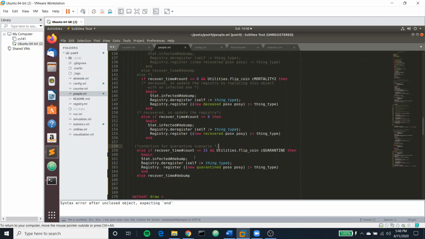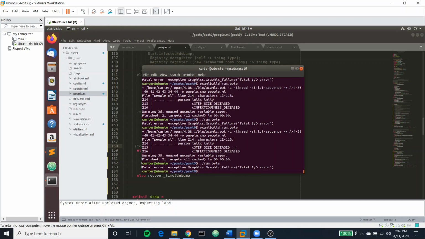So how this quarantining method works is at a certain point in someone's recovery time, so after they've contracted the virus, they have a 50-50 chance of being placed in quarantine. And when they're in quarantine, they still have the same probability of dying or recovering, but they won't be passing it on to other people. And in our output, the quarantine is the very center of the map.